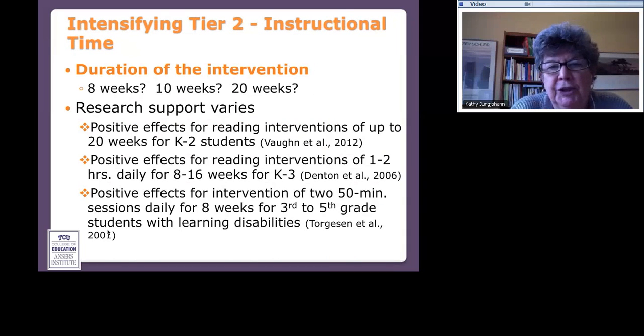The duration of the intervention can vary. Should it be 8 weeks? Should it be 10 weeks? Should it be 20 weeks? And again, I hear some people decide that it needs to only be this amount, or it can't be more than this amount. Well, actually, the research support on duration of the intervention varies quite substantially, and we really don't have enough studies to inform us in terms of how long an intervention can be. And you'll notice from these 3 studies cited that there's quite a difference. Whereas some studies found positive effects for a 20-week intervention, and this was in the area of reading for K2 students.